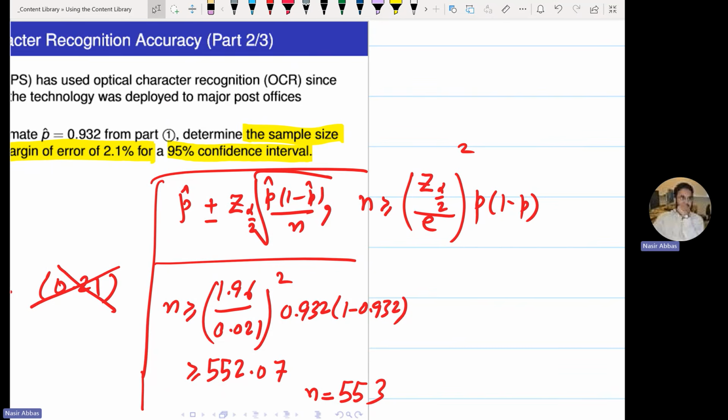Where does 0.5 come from? Math 101, differentiate this function and put it equal to 0. What is the function? P minus P squared. Differentiate the function. Take the first derivative, put it equal to 0. What is the value of P you get? So to be on the safe side, if you don't have any guess about P, the best value of P to plug in to be on the safe side that maximizes the sample size is 0.5. And that is your next part here.